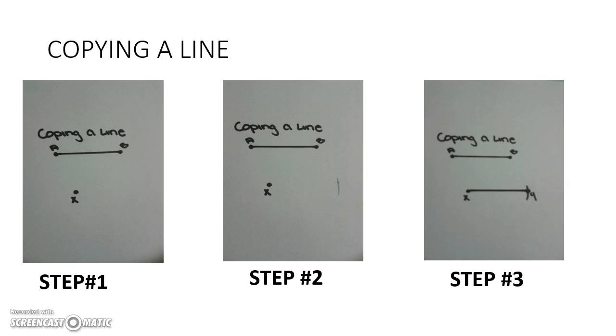And this is how you would copy a line. First you take a line, and then from your compass you would take your compass one point and put your other point right here. Without changing your compass, you would put one end over here, the pointy end, and then just mark. And then from there, that is where you would get your other point, and that's how you would copy a line.